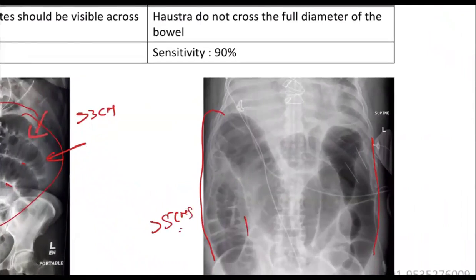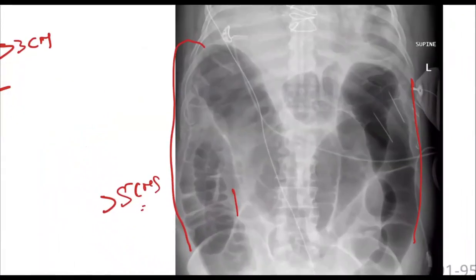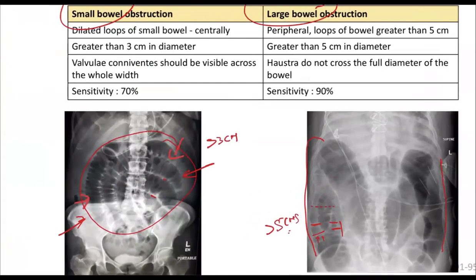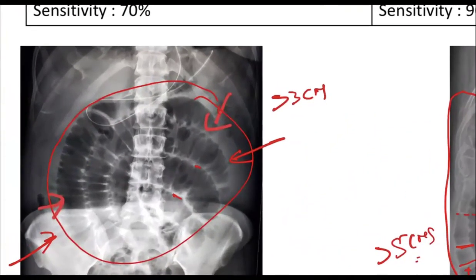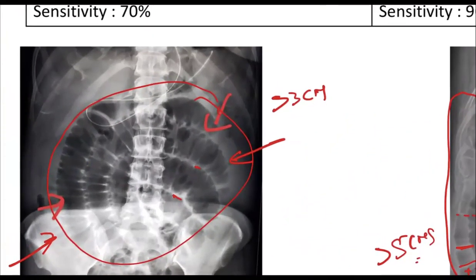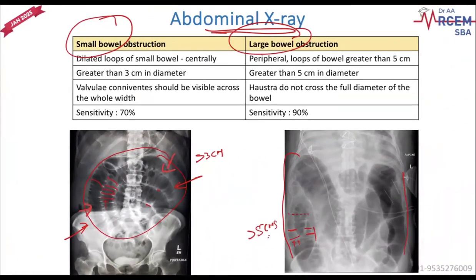Haustra are present. What is haustra? If you look closely here, you can see this white line. It is only till here, till the midline, and here it is there. It is not completely across the bowel wall. This is known as haustra. Compared to that, in the small bowel what you see is valvulae conniventes. Valvulae conniventes is again a horizontal whitish line on an X-ray, which is seen across the bowel wall, across the complete diameter. That is another differentiating factor you need to remember.